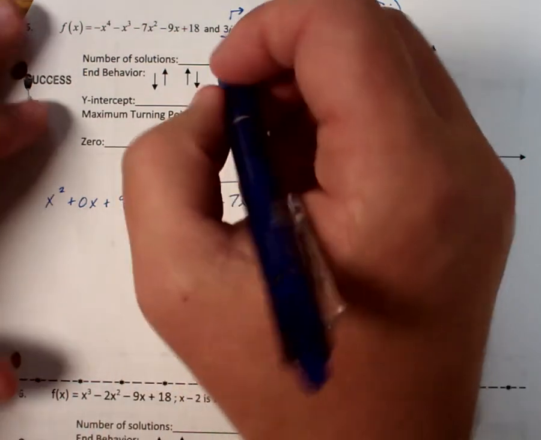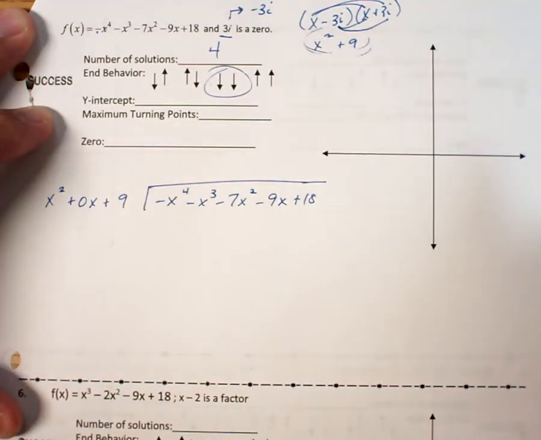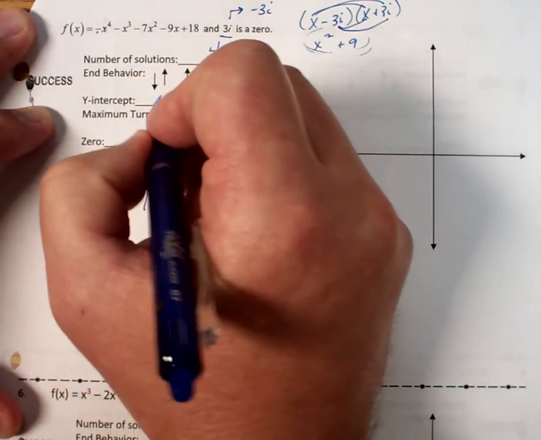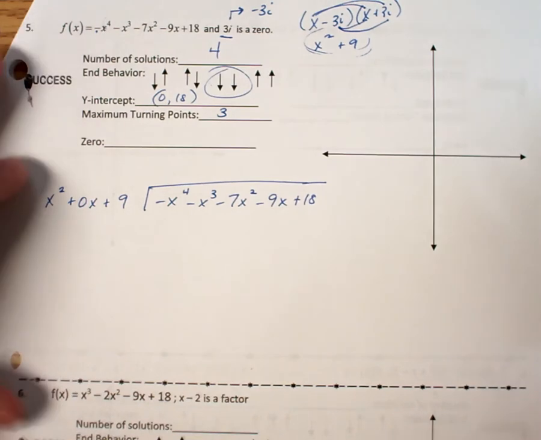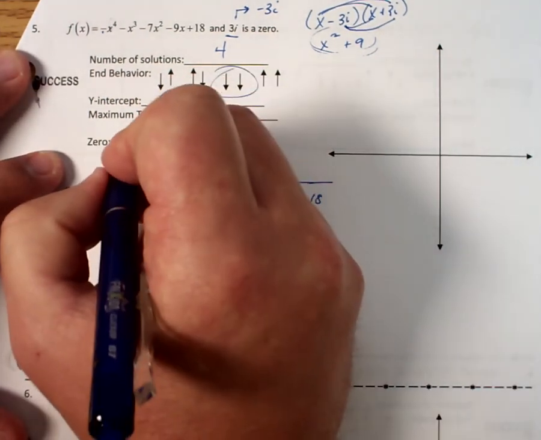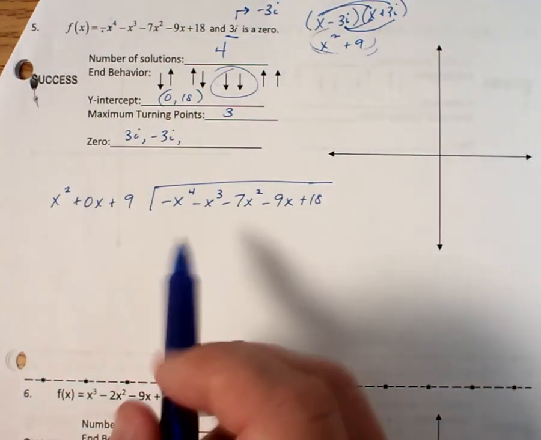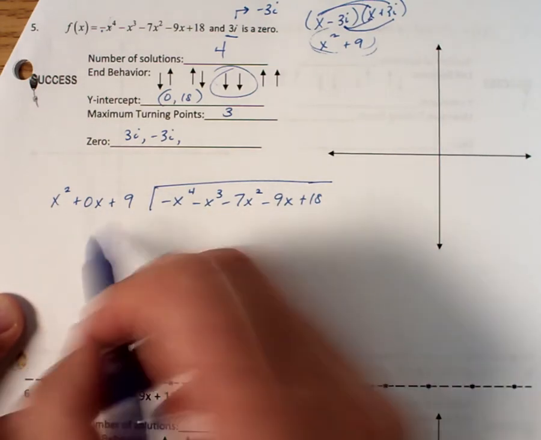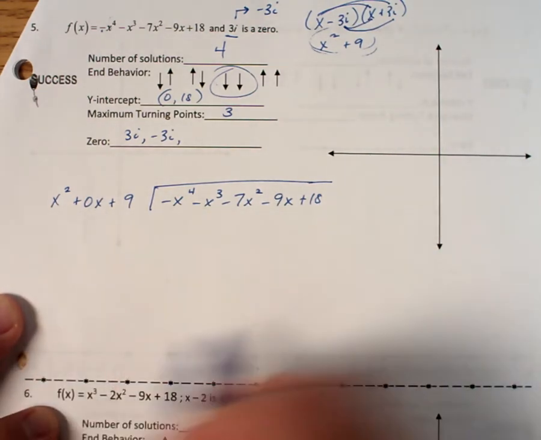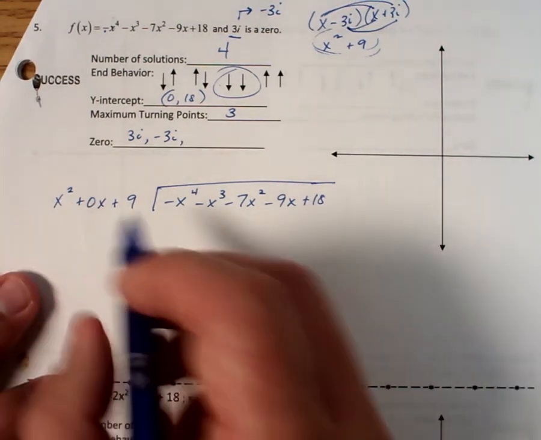Okay, number of solutions. Let's add 4 solutions. The degree with negative leading coefficient, down and down end behavior. Y-intercept will be at 0, 18. Maximum turning points is the degree minus 1. I know 3i and negative 3i are zeros. The other 2 will come from after I long divide by this quadratic. I will have a quadratic remaining, and that will tell me my other 2 zeros. So here we go.